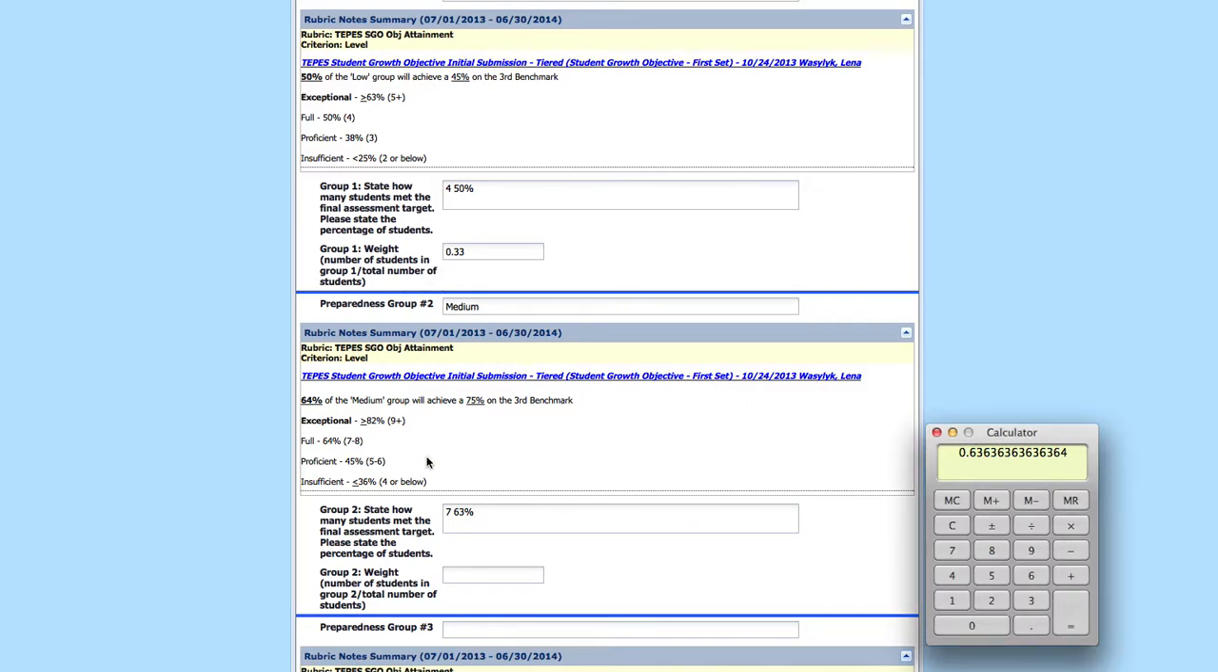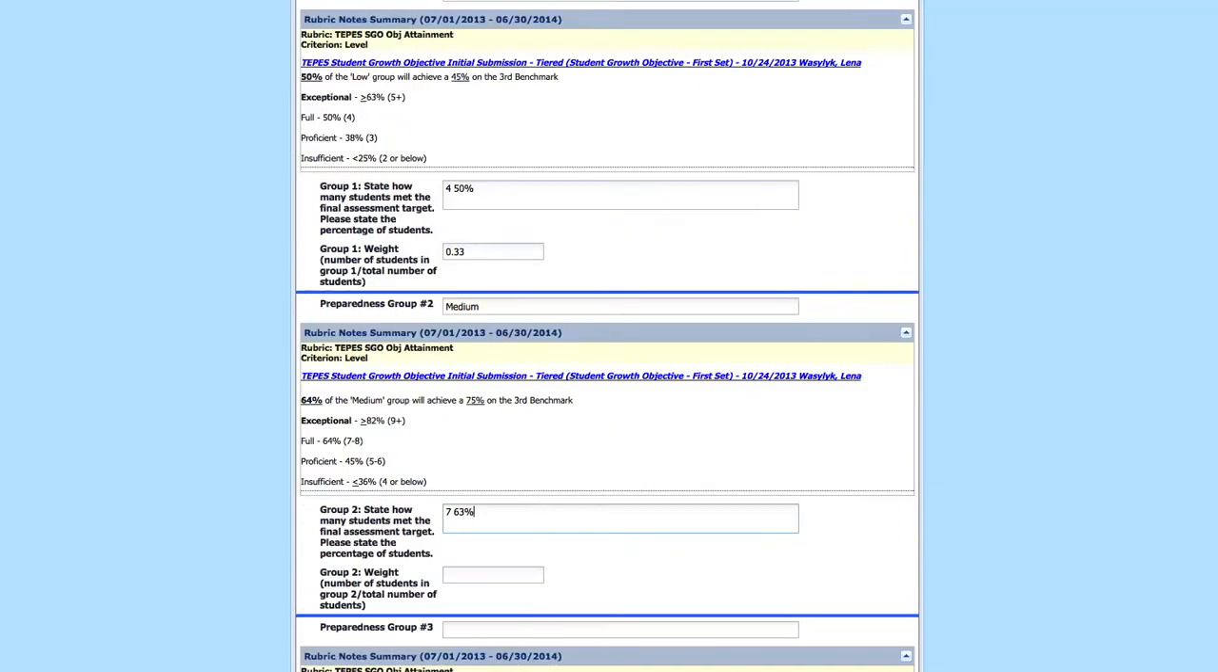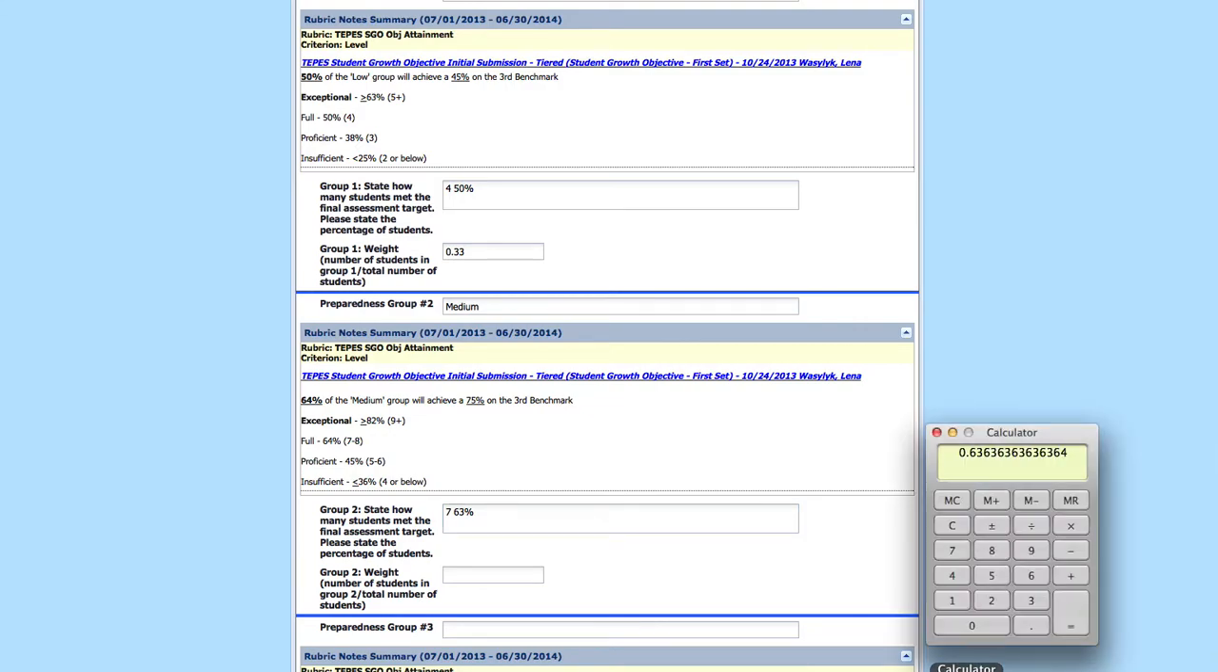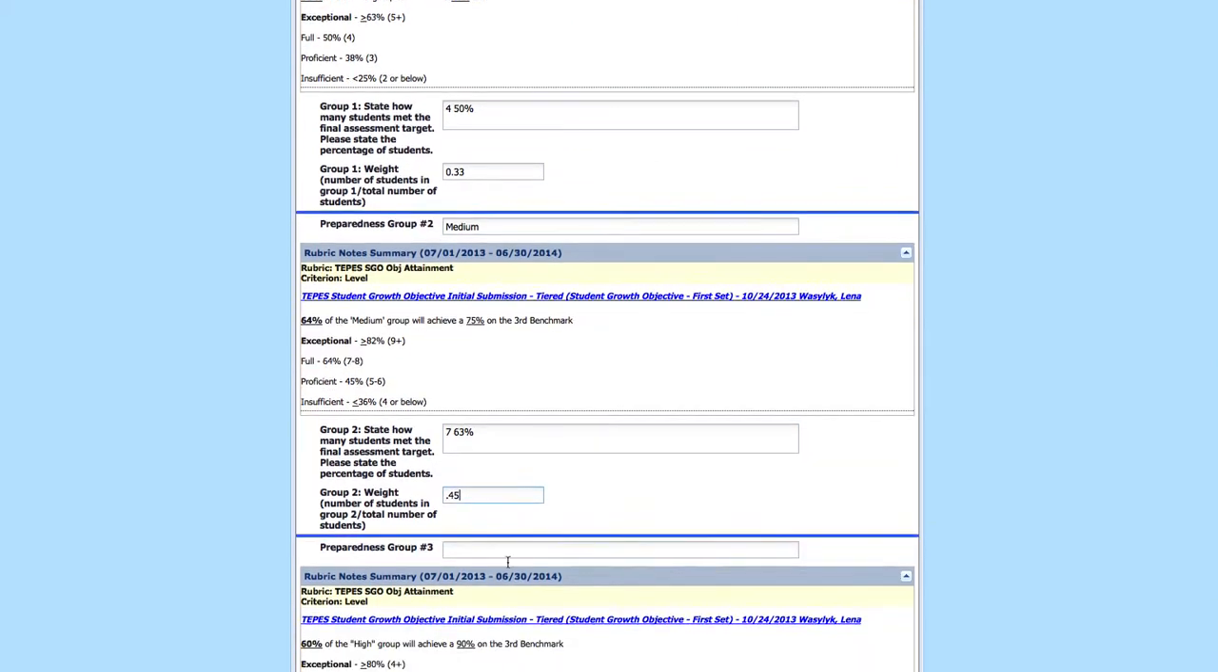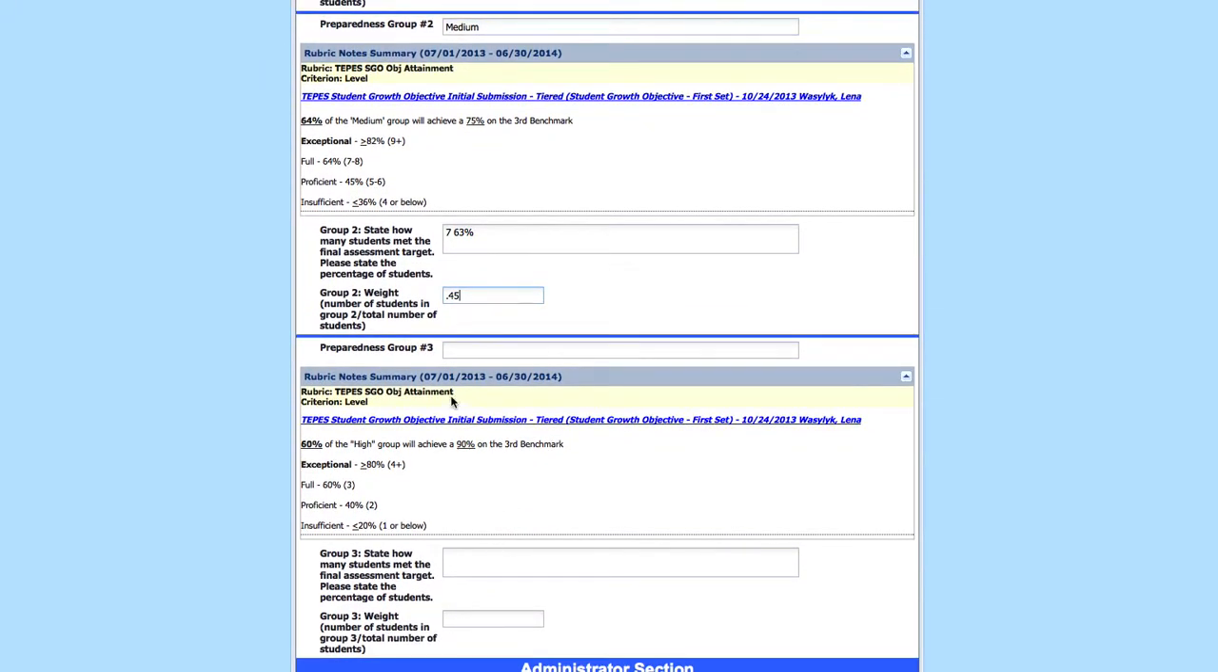So remember, we have 24 students, and in this group there were 11. So 11 students, 11 divided by 24 is 0.45. So we'll put in 0.45 right here, and then we'll move to preparedness group 3, which is the high preparedness group.